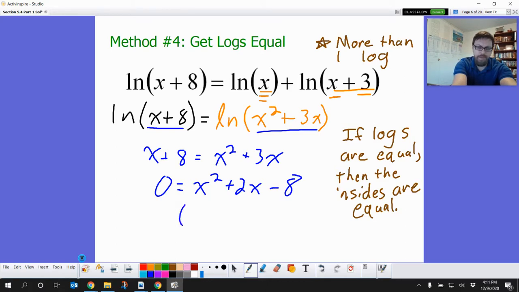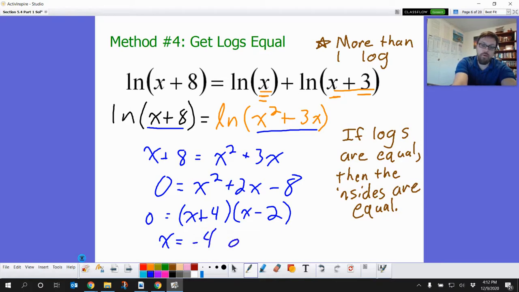And then I bet we could factor that. So we get x. We can do positive 4 and negative 2. x plus 4, x minus 2 equals 0. So x could equal negative 4, or x could equal 2. So we get 2 answers for this one, which is kind of interesting.